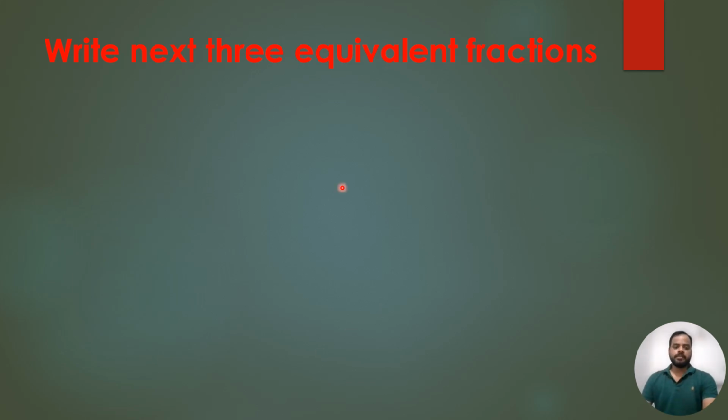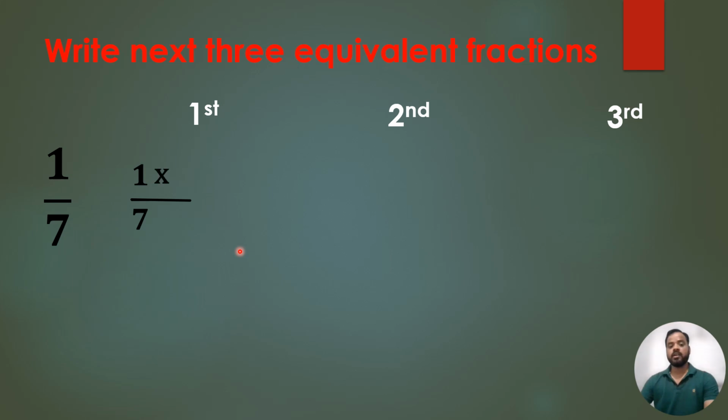Now the next question. The question is, write the next 3 equivalent fractions. We have to write the next equivalent fractions of 1 by 7. So when we multiply the numerator and denominator by 2, what do we get? 1 by 7 into 2 in numerator and denominator. So we get 2 by 14. Now we will multiply by 3 in both numerator and denominator.